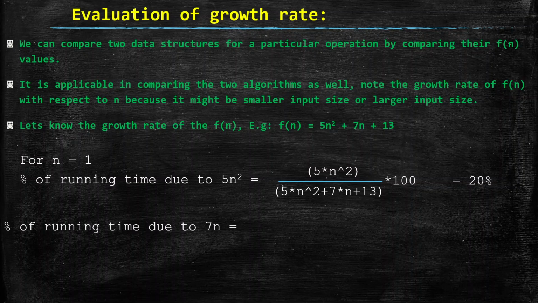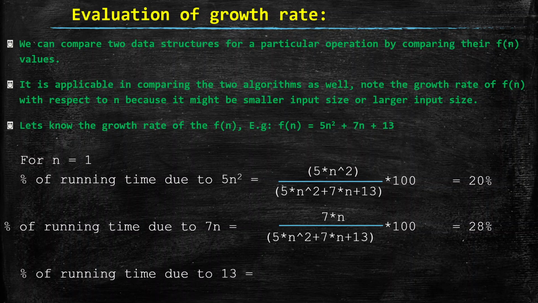And when you take 7n, another algorithm, let's represent it by another algorithm. While executing it, you can calculate like this. This is the method to calculate, actually. It's 28, which means it takes more time than the 5n square, or quadratic. And we have a constant like 13. When we talk about this 13 as a constant, we represent it as c, and it takes more time, like 52% of the time.